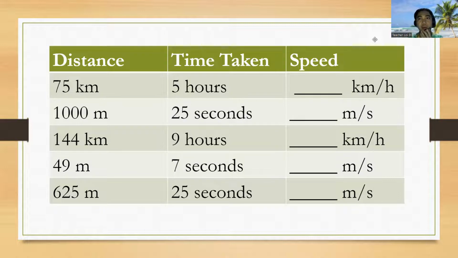Okay, so meron pa kami example dito. These are example distance, time taken, and speed. So let's answer this. 75 kilometers and time taken is 5 hours. So ano yung speed niya? So 75 divided by 5 is equal to 15 kilometers per hour. How about 1,000 meters and 25 seconds?